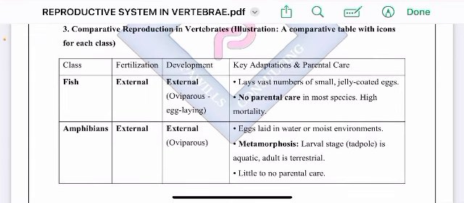fertilization is external, development is external, that makes it oviparous, that's egg laying. It lays vast numbers of small jelly-coated eggs. No parental care in most species, and there's high mortality. I will explain this.